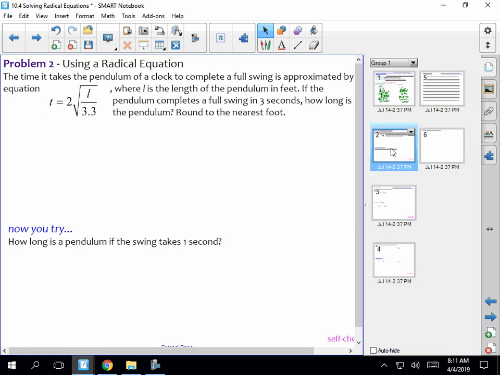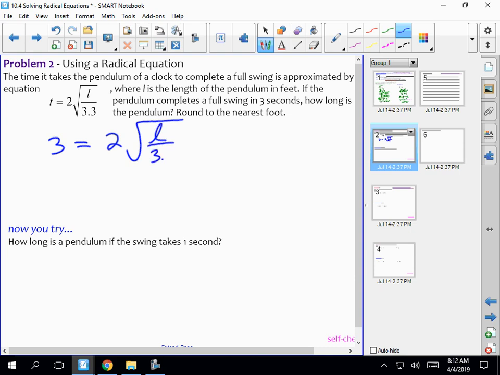All right, next one is a real life sort of problem. It says the time it takes the pendulum of a clock to complete a full swing is approximated by this equation where t is time, L is the length of the pendulum in feet. If the pendulum completes a full swing in 3 seconds, how long is the pendulum to the nearest foot? So we can plug in 3 here for the time, t. Once again, we've got to isolate the radical by dividing by 2. So I have 3/2 equals square root of L over 3.3.